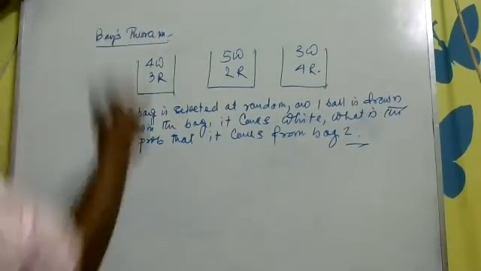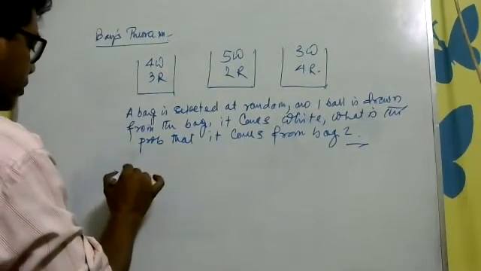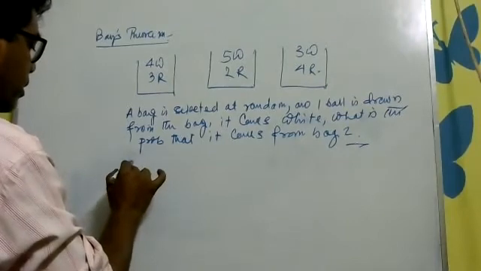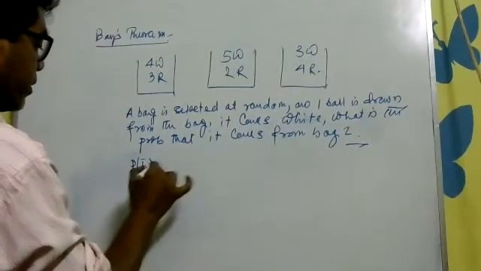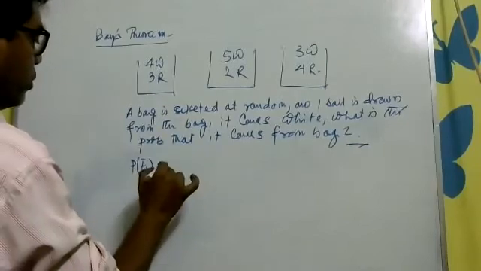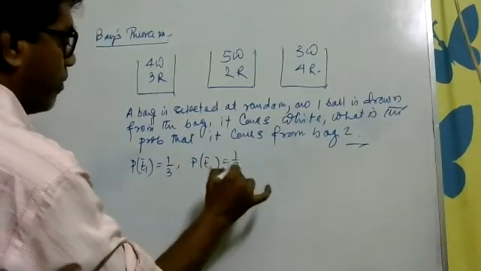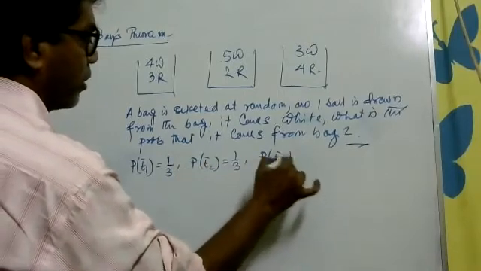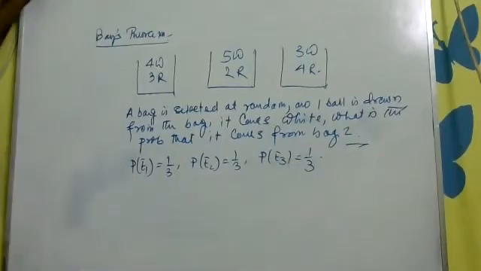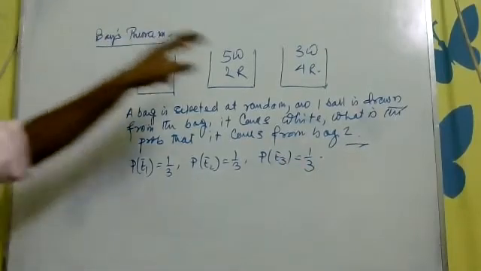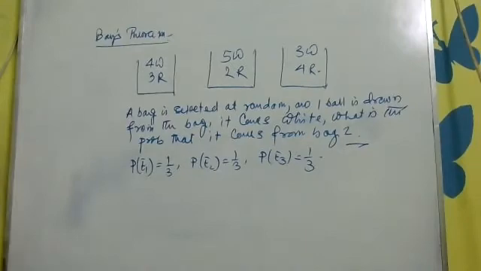Let P(E1) is equal to 1/3, probability of E2 is equal to 1/3, probability of E3 is also equal to 1/3. E1, E2, E3 are the selection of bag. Selection of any one bag out of 3 bags is equal to 1/3. Is it clear? Am I right? Clear? Yes, sir.